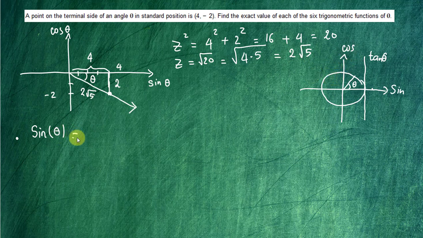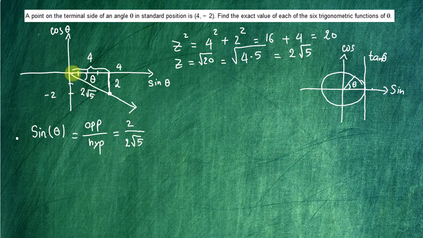Now to find the sine, remember sine of theta is the opposite divided by the hypotenuse. So sine of the angle, which is the opposite of the angle, is 2 divided by the hypotenuse, which is 2 radical 5.